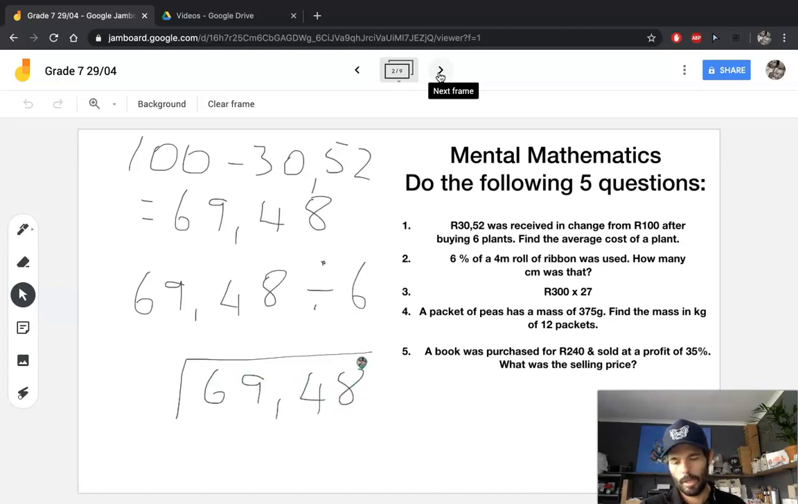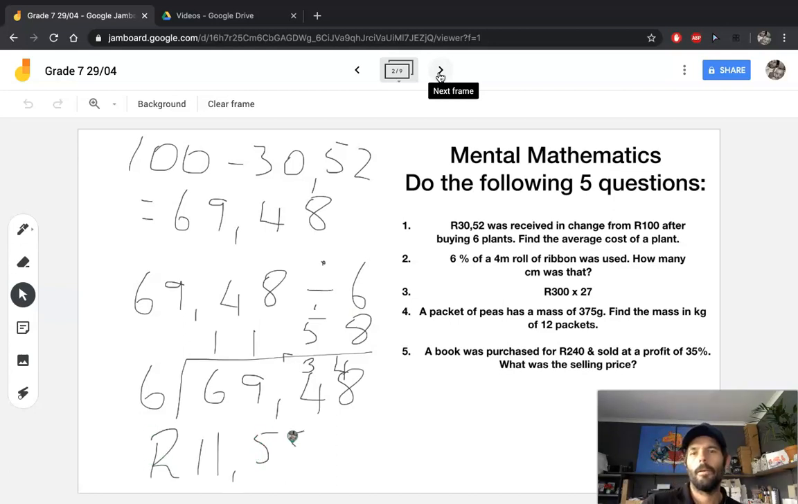All right, and we know 6 goes into 6 once, into 9 once. Keep the comma. We know that there's 3 left over. So 6 into 34 goes 5 times with 4 left over, and 6 into 48 goes 8 times. So your average price per plant was 11 Rand 58.